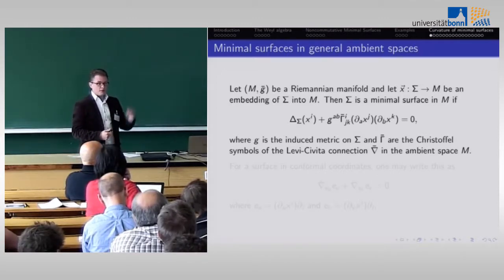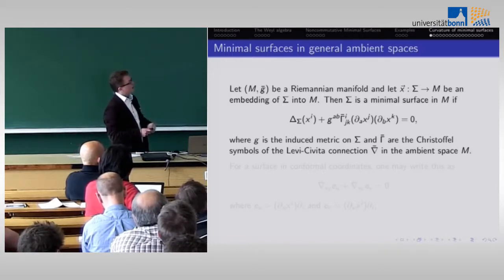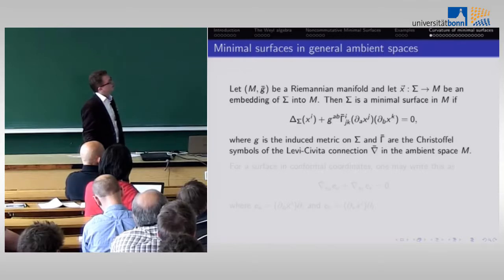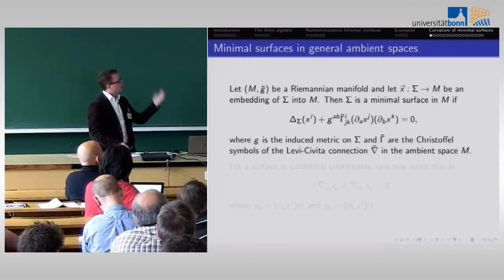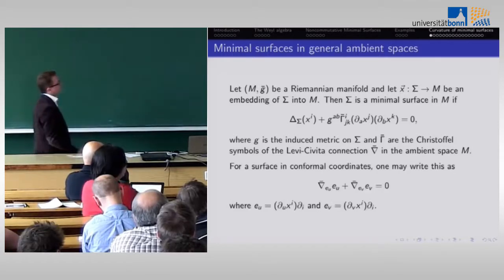So you get the Laplace operator, but you get corrections which have to do with the curvature of the ambient space. Gamma bar is the Christoffel symbols of the ambient space Levi-Civita connection. So it has the curvature of the ambient space in it. This is the equation. Now we want to turn this one into a non-commutative definition.